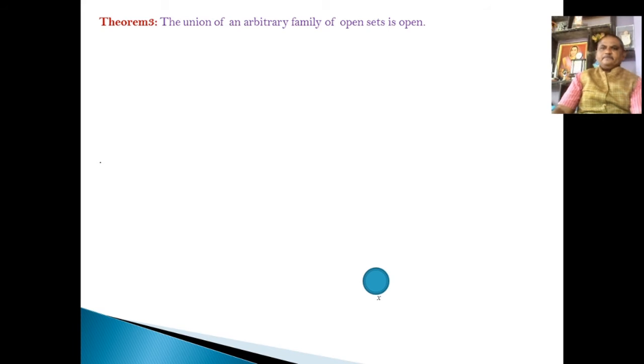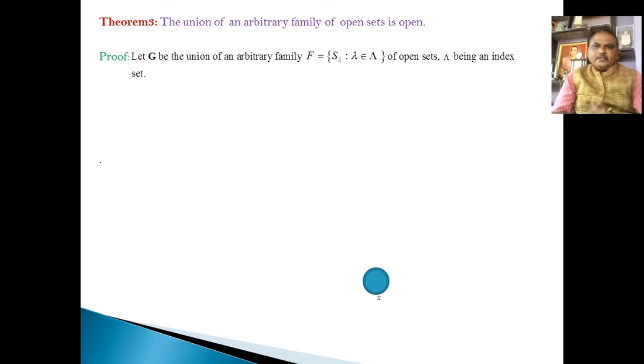Theorem number 3. Prove that the union of an arbitrary family of open sets is also open. Let capital G be the union of the arbitrary family F, where F is the set of all open sets S lambda, lambda belonging to capital lambda, lambda being an index set.